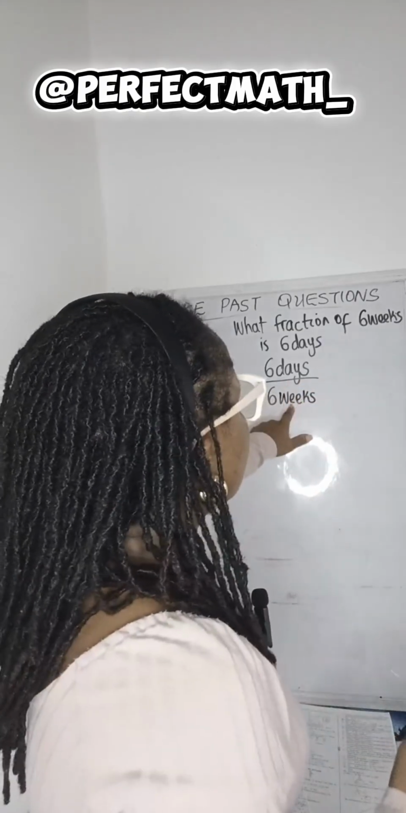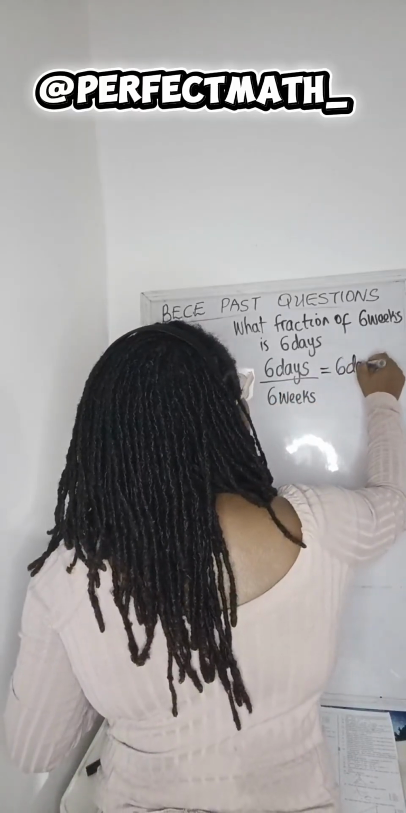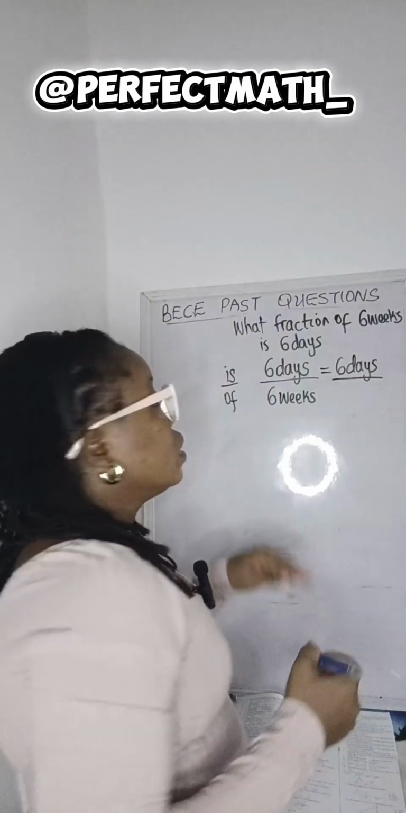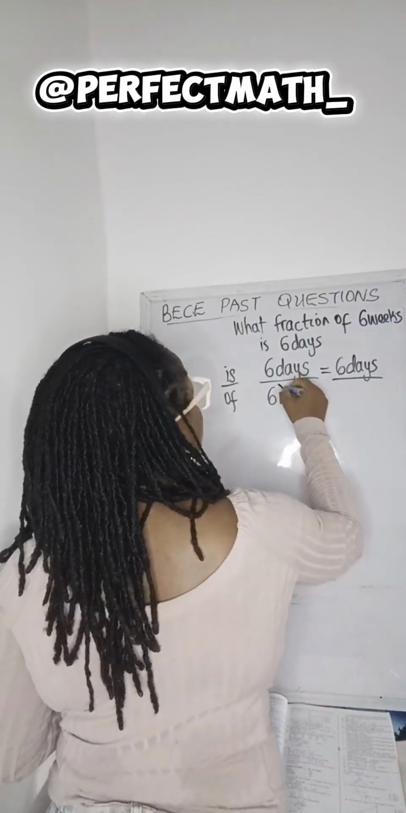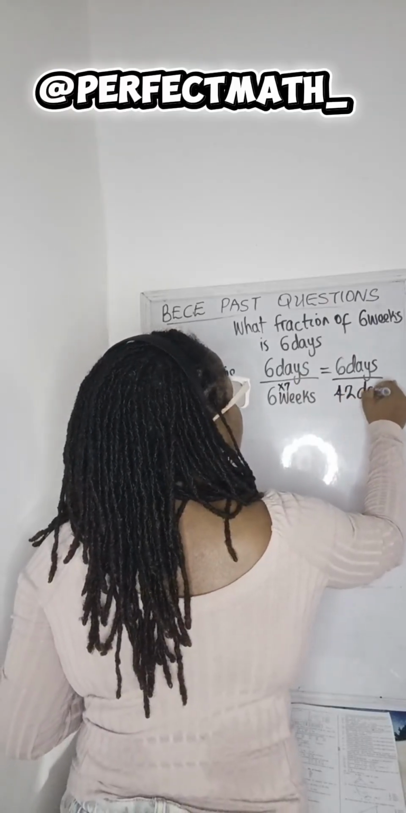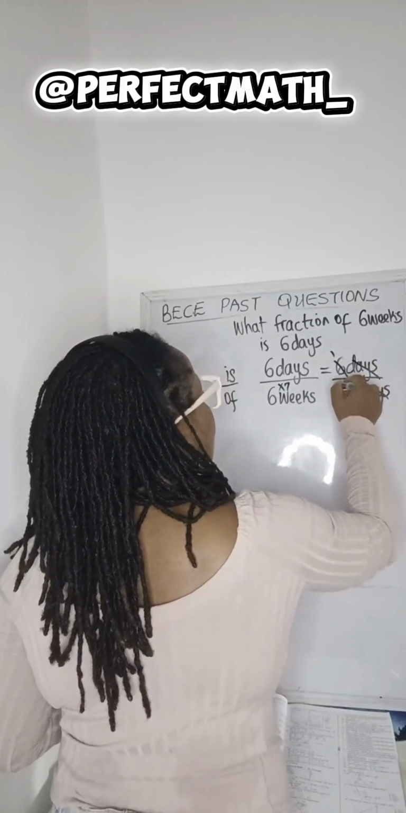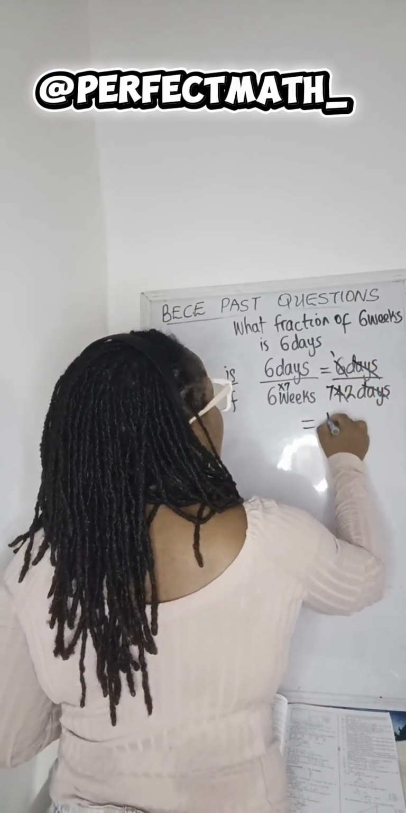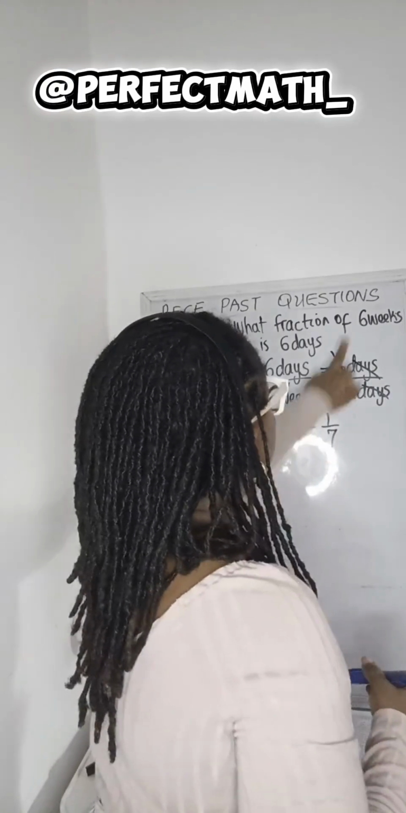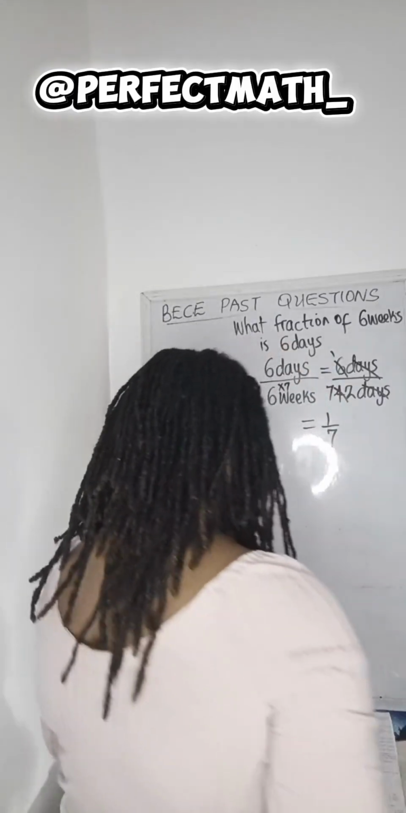But you will notice that their units are different. So we need to convert our weeks to days. How many days make 1 week? 7 days make 1 week. So we have to multiply this by 7. So this would be 42 days. Now that they are of the same units, 6 will go here 1, 6 will go here 7. So our final answer is 1/7. This is the fraction. What fraction of 6 weeks is 6 days? It is 1/7.